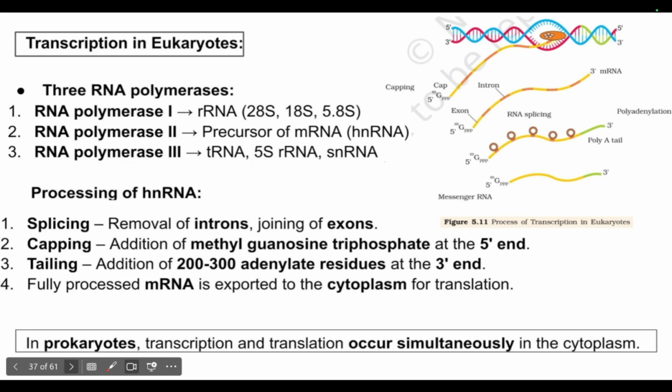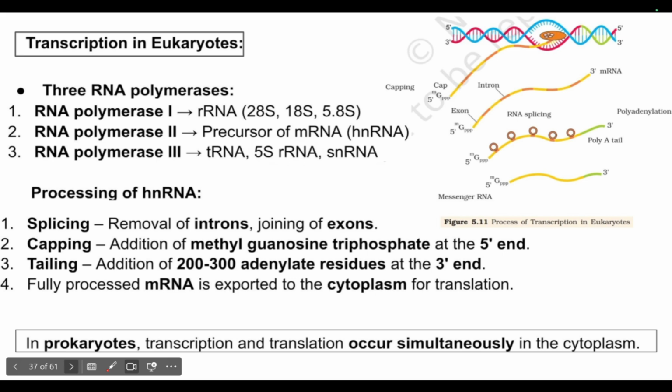So RNA polymerase 1 synthesizes rRNA except 5S rRNA, whereas RNA polymerase 2 is the precursor for mRNA. It will form the mRNA, whereas RNA polymerase 3 will form tRNA, 5S rRNA and small nuclear RNA. So the function of all three RNA polymerases, keep it in mind.